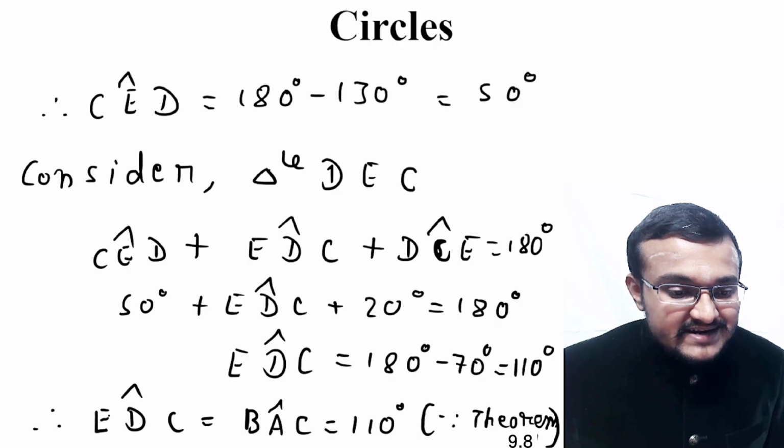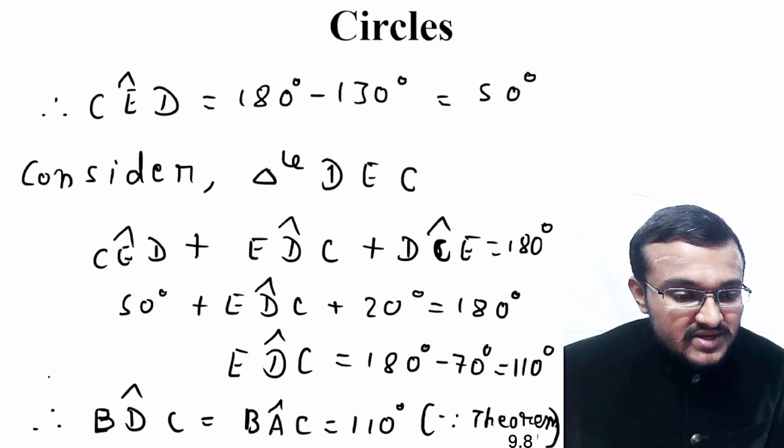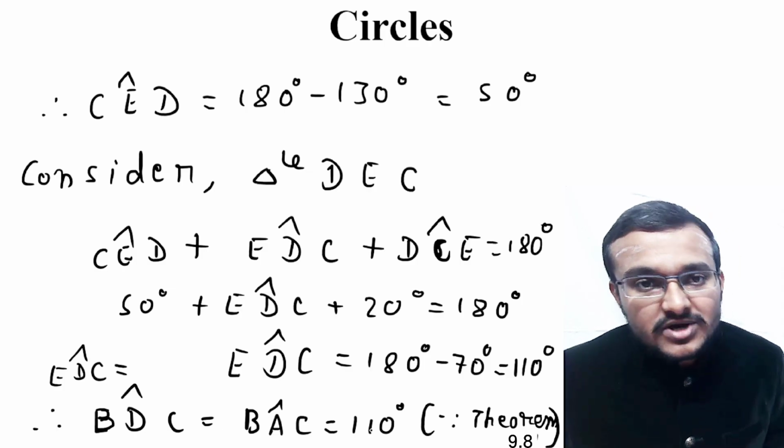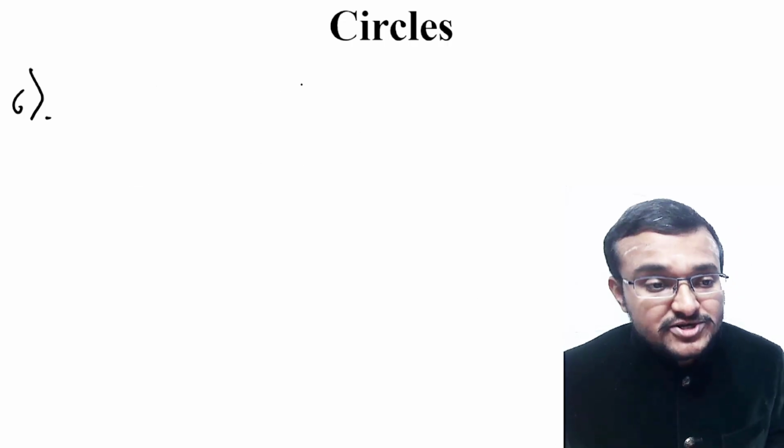So EDC, I can write this EDC as BDC as well. So EDC is equal to BDC is equal to BAC is equal to 110 degree. So now we'll move into sixth question.